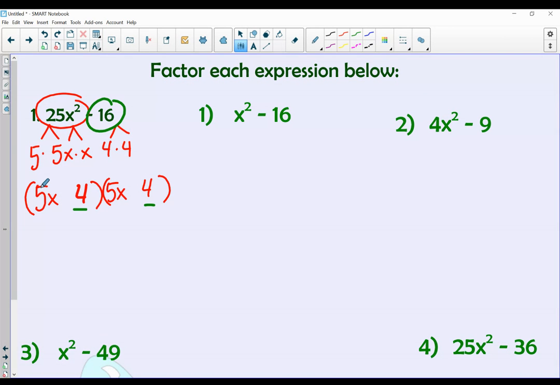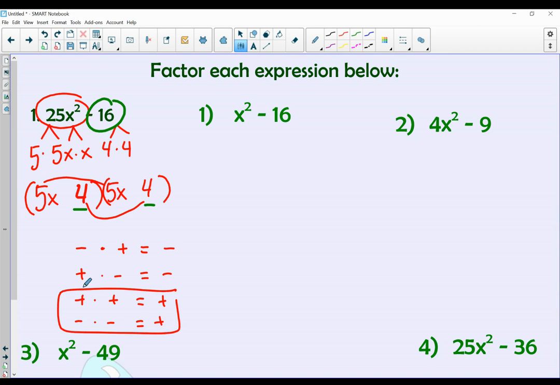So now I see if I multiply this back out, 5 times 5 would give me 25x squared, and 4 times 4 would give me 16. So it's looking good so far. But I need a negative 16. A negative times a positive gives me a negative. A positive times a negative gives me a negative. But I cannot use two positives because that would give me a positive, and I cannot use two negatives because that would give me a positive. So I can't use either of those. So I'm just going to make one positive and one negative.